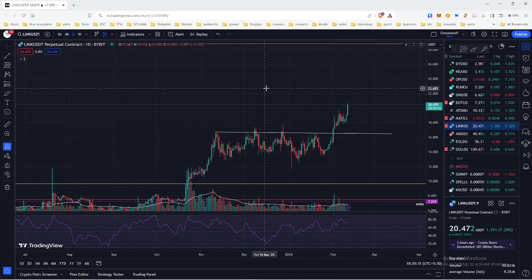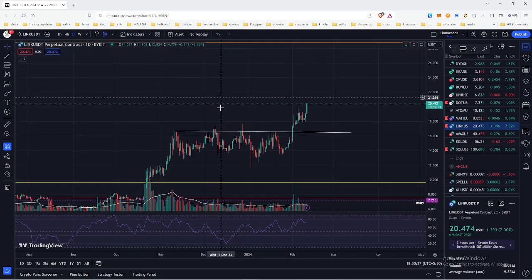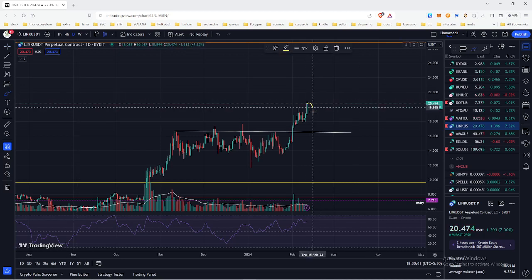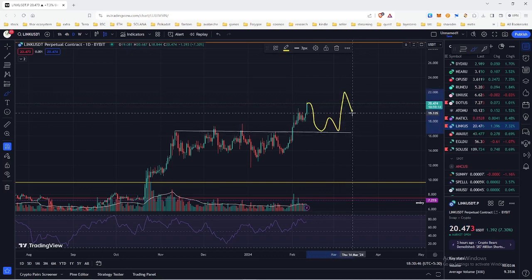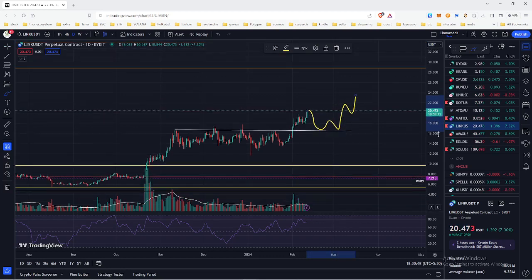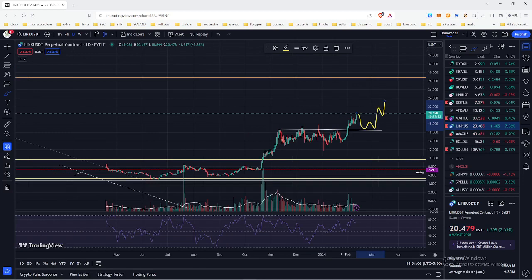Okay, we can expect this kind of a retest if there is a quick flush before heading towards the upside, because since we've been pumping for the weekend, there is a possibility of a small dump, maybe at the end of Sunday or like the early mornings of Monday. So that is a possibility.